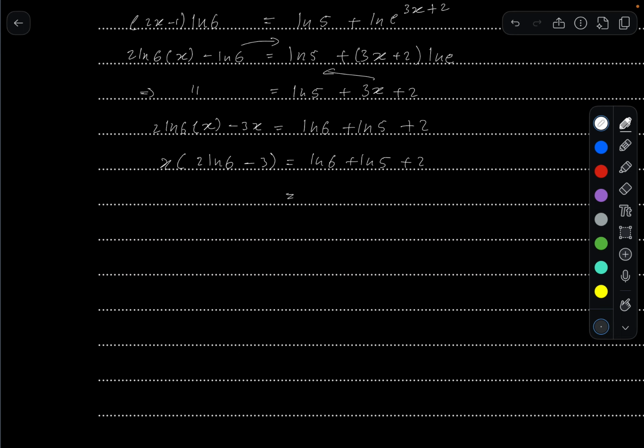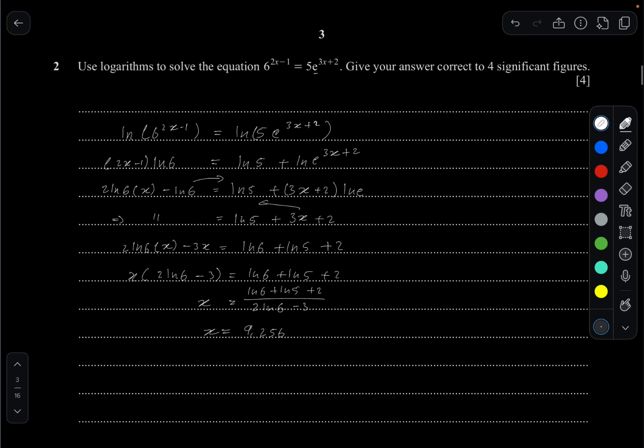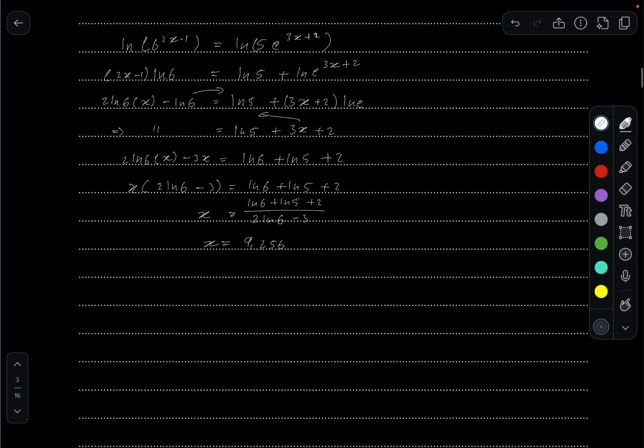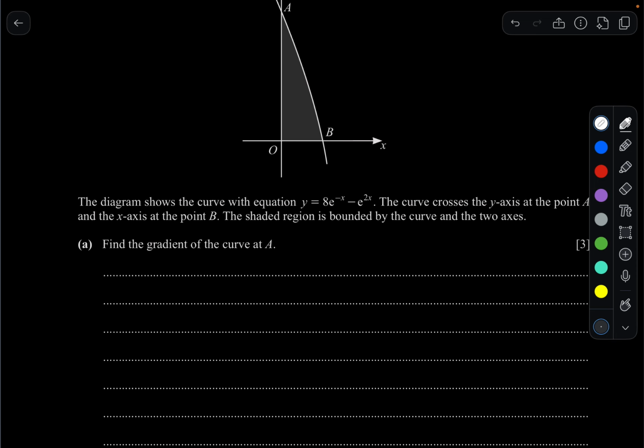With that, you divide both sides by that, so you have x equates to ln of 6 plus ln of 5 plus 2, divided by 2 ln of 6 minus 3. And now with this, you get an answer to 4 significant figures, which they ask you to do. So that's 9.256. That will be your final answer for this. They did ask you to leave it in 4 significant figures. Just play the video slow if you don't understand it.